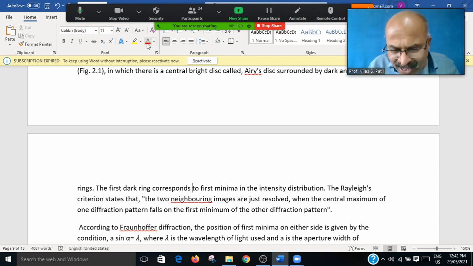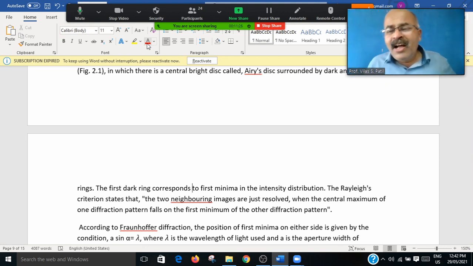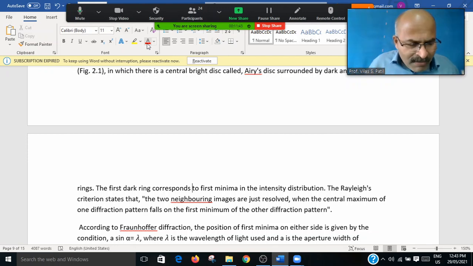When will they resolve? When the central maximum of one diffraction pattern falls on the first minimum. When the maximum of the first pattern falls on the nearest minimum, there will be the just-resolved images situation. It will be the same.